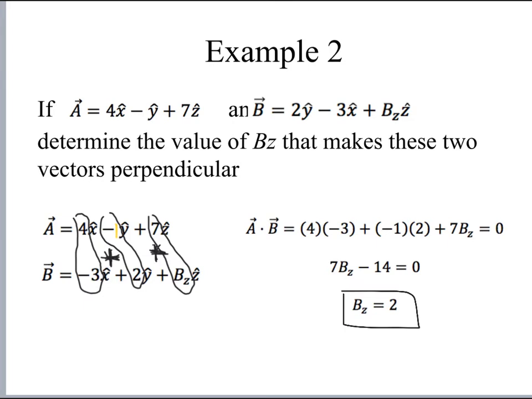So what does that mean? I can plug in any value I want for bz and I will just have two vectors. But if I plug in 2, that means that A and B would be perpendicular because that's the value of bz that makes their scalar product equal to 0.